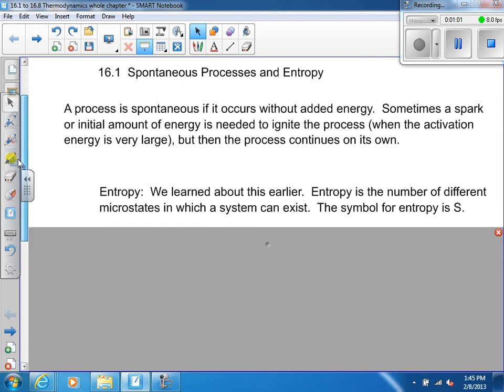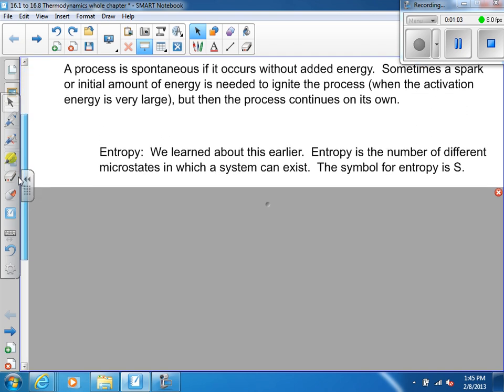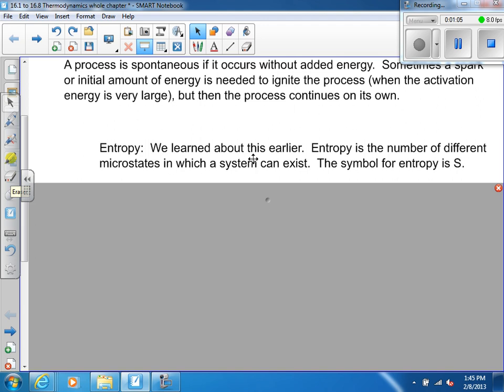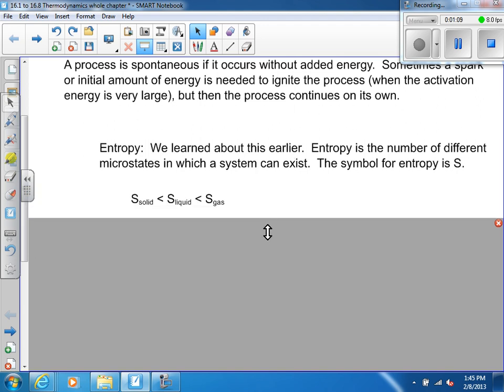Entropy. We've already learned about entropy. It's how many different microstates a system can exist in, and the symbol is S. We learned in the past that the entropy of a solid is less than the entropy of a liquid, which is less than the entropy of a gas, because a gas can have more microstates. If you have the same number of molecules, a gas has more microstates than a liquid, which has more microstates than a solid.